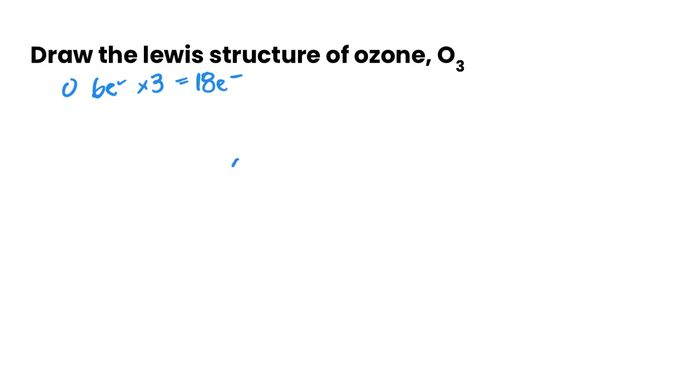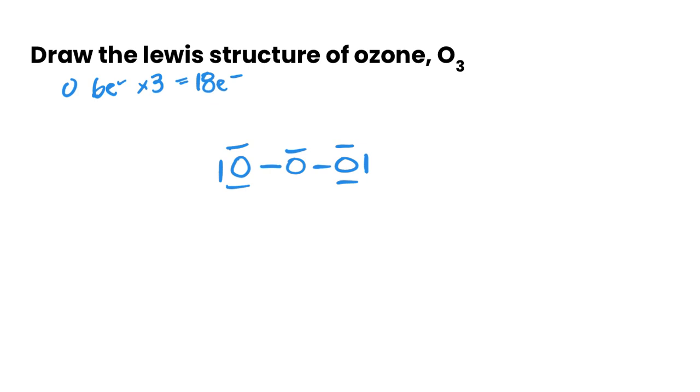So if we were to draw this, we're going to do 3 oxygens, and then we're going to fill our outside atoms up to the octet rule. So we've got 2, 4, 6, 8, 10, 12, 14, 16, 18. Now, this Lewis structure here is not quite complete because our central atom doesn't have a filled octet.